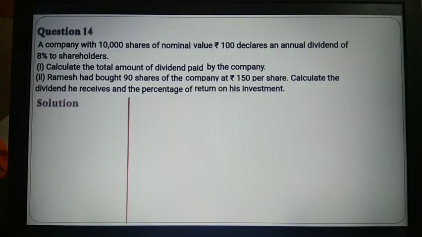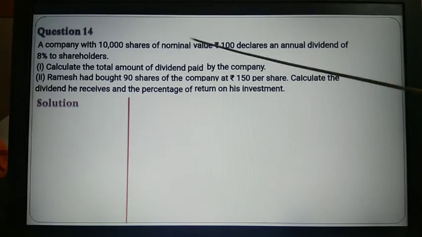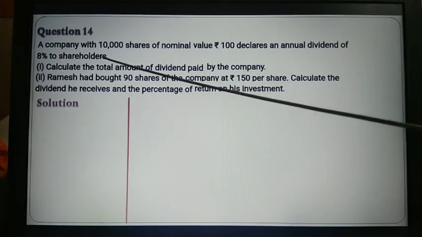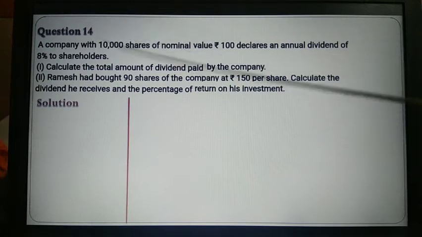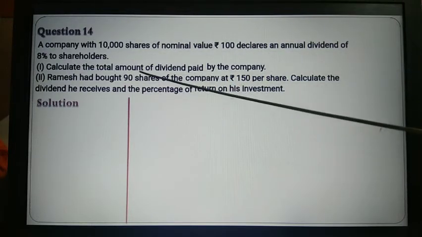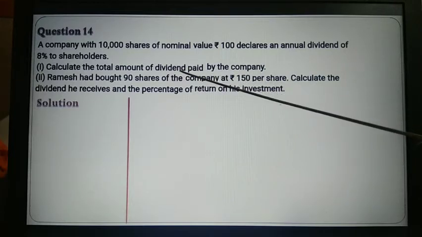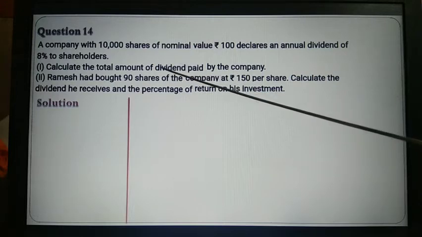Okay, so the next question says, a company with 10,000 shares of nominal value rupees 100 declares an annual dividend of 8% to shareholders. So what are the things given? Number of shares, nominal value, and rate of dividend are given. You need to calculate the amount of dividend paid by the company, that means the annual income. So this is our first part.